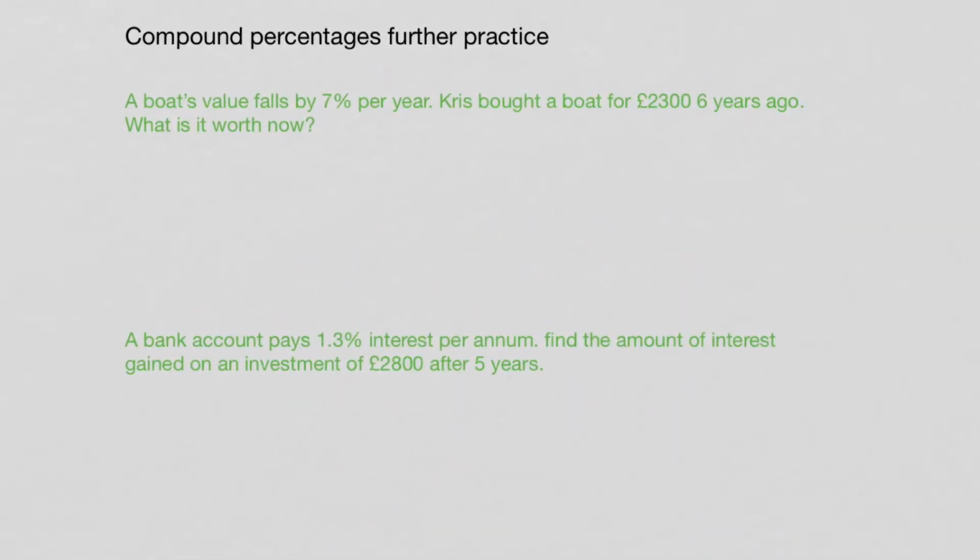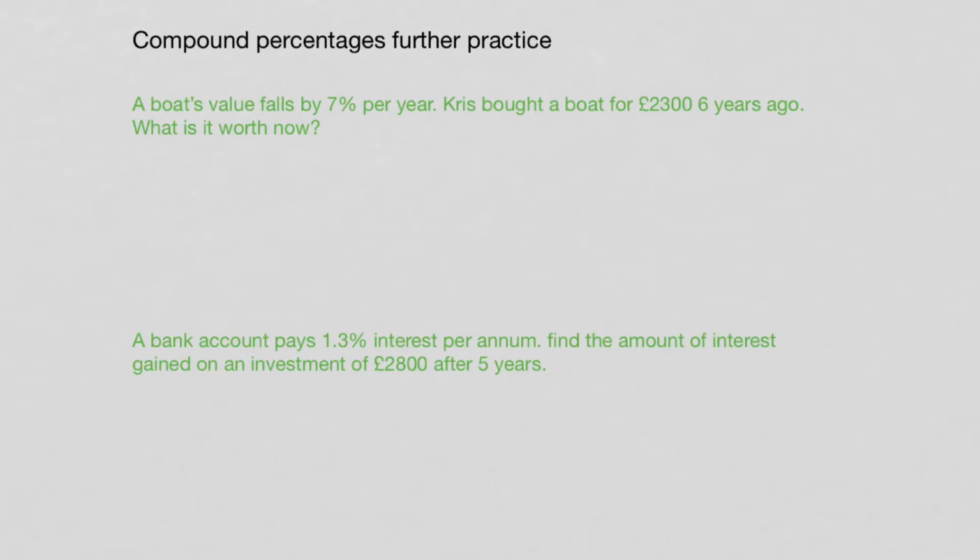Okay, so here we are. We're just going to go straight on to these questions, and I want us to remember that the way we calculate these is we start with our original value, we times it by the multiplier, which I've called m, and m needs to have a power, and the power is how many times we need to multiply by this multiplier. Okay, so for example, a boat's value falls by 7% per year. Chris bought a boat for £2,300 6 years ago.